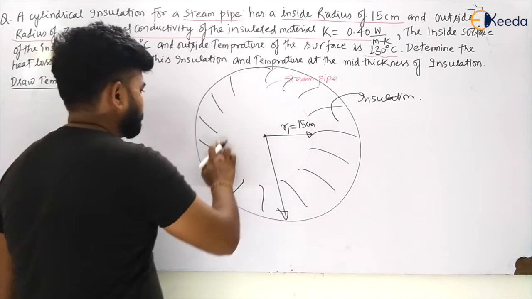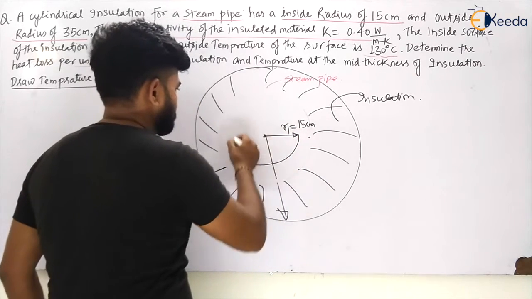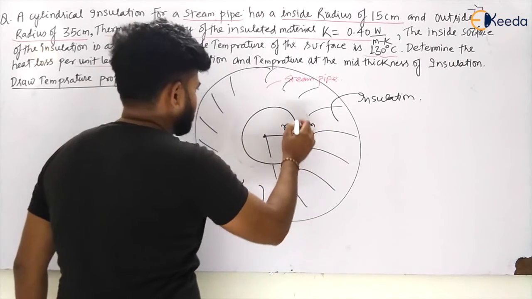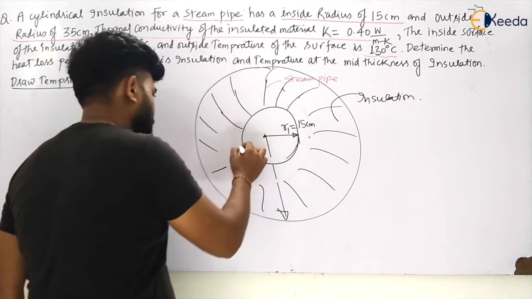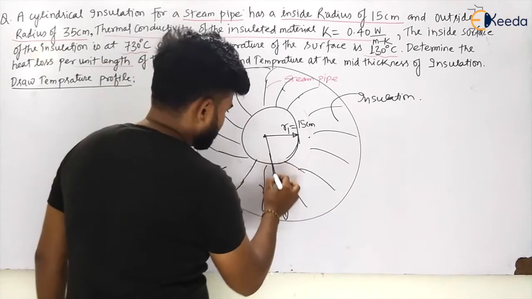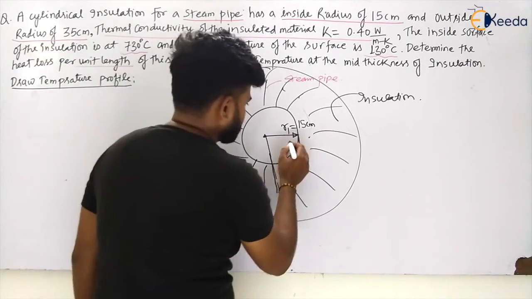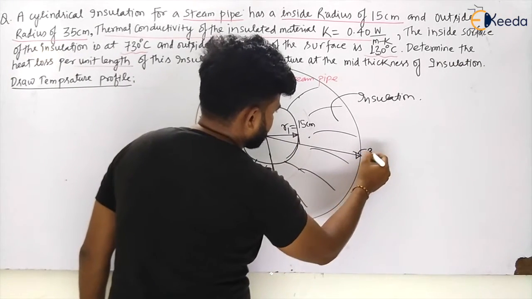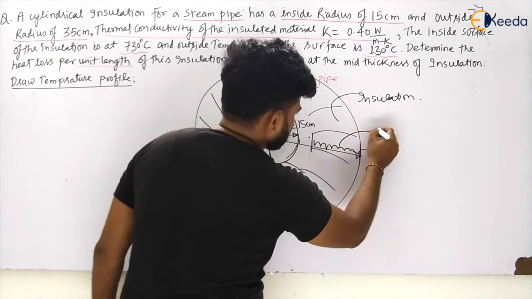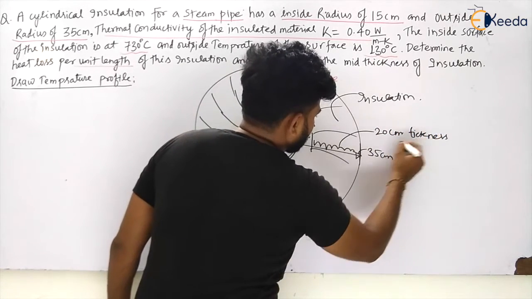The outside radius must be a little bit large, but let us take it like this. This is your insulation, because that is something large, that is why I have drawn it according to this. So what is your R2, the outside radius? The outside radius is given as how much, my dear students? 35 centimeter. So this outside radius is equal to 35 centimeter. So he has just put a 20 centimeter thickness of insulation, my dear students.